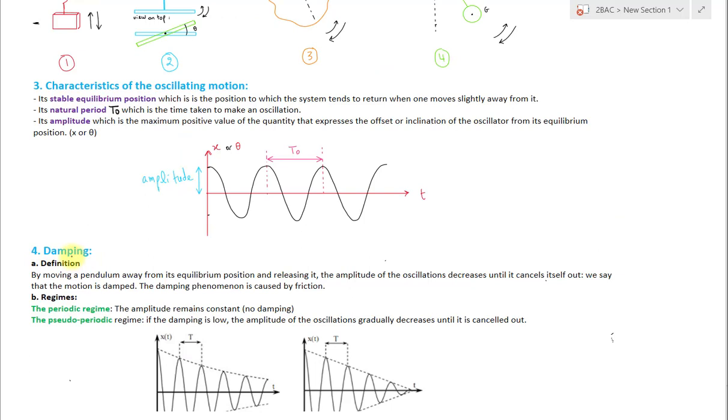Next, we have damping. So damping is caused by friction. By moving a pendulum away from its equilibrium position and releasing it, the amplitude of the oscillations decreases until it cancels itself out. We say that the motion is damped, and the damping phenomenon is caused by friction.